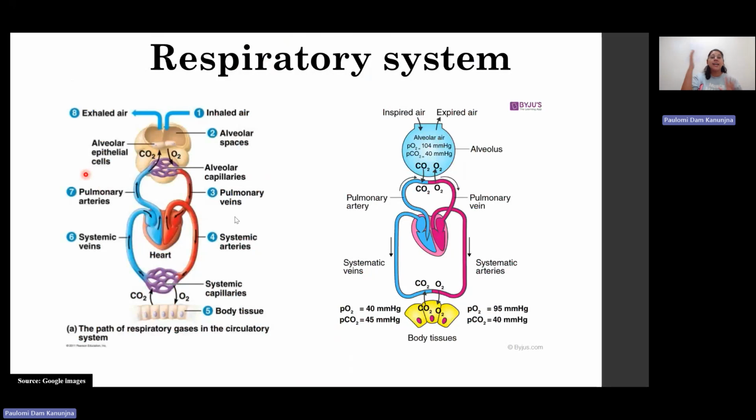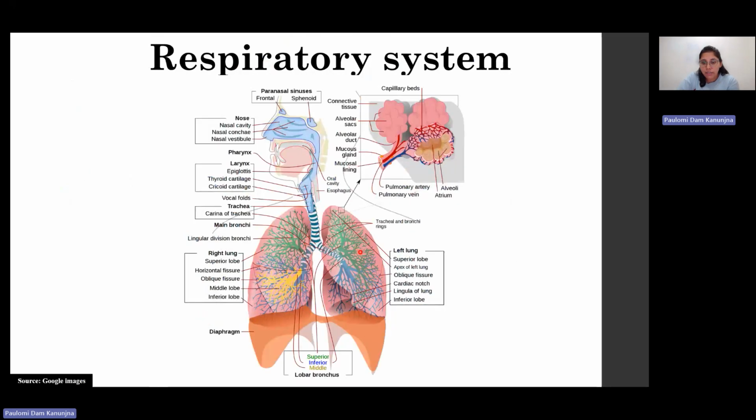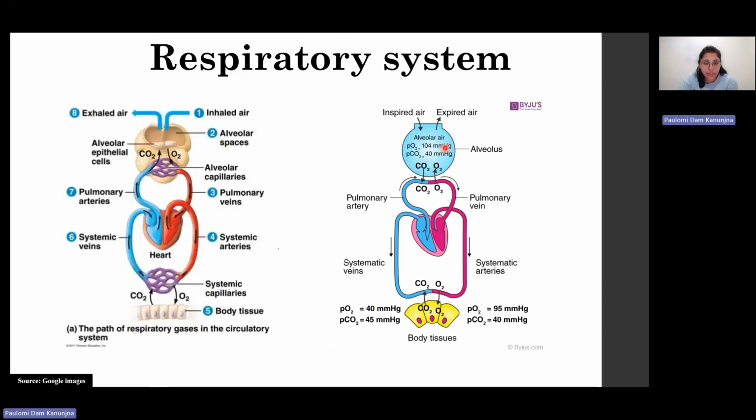So let's start from inhalation. Let's start from atmospheric air. In atmospheric air, you have the partial pressure of oxygen as 159 mmHg and carbon dioxide is very, very less. And talking about alveoli, let me show you alveoli here. Alveoli are basically here, right? The ones that are taking care of exchange of gases, right?